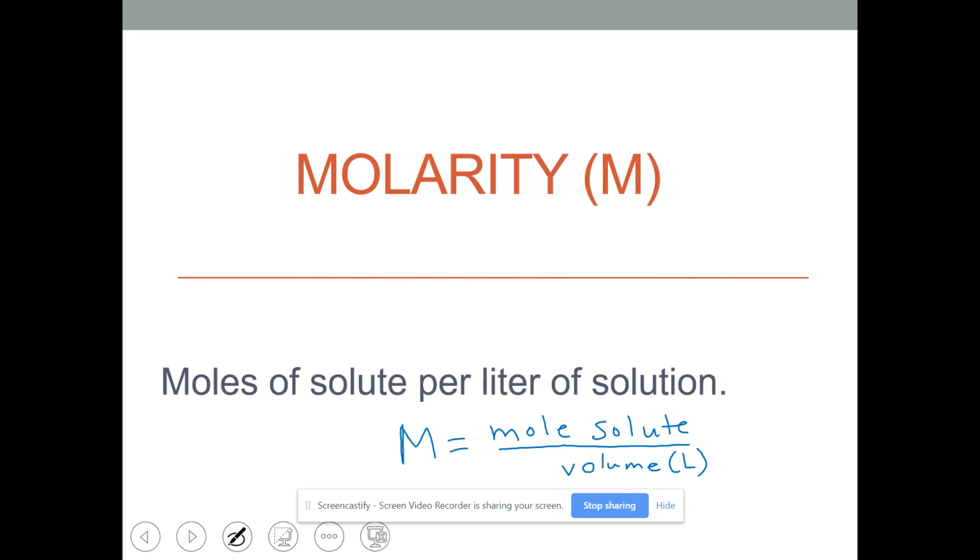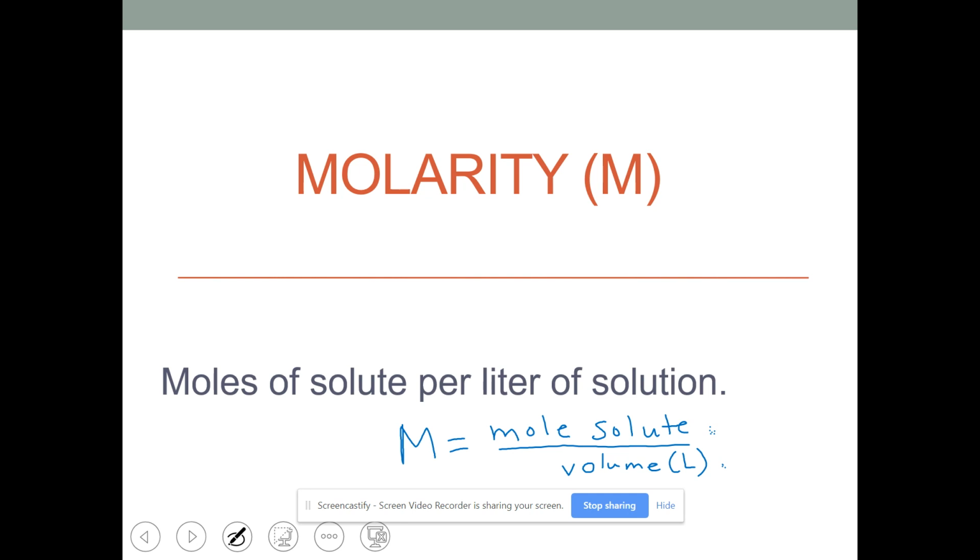Okay. Now, remember that a solution is a mixture, and it's a homogeneous mixture, and mixtures do not have a set formula. From one solution of salt water to another solution of salt water, there could be a different ratio of moles to volume. And that's why we need this number to describe our solution.